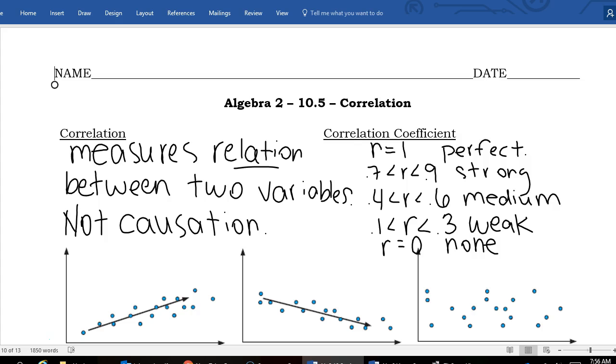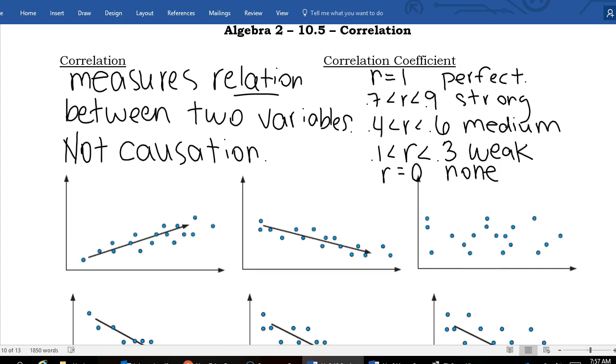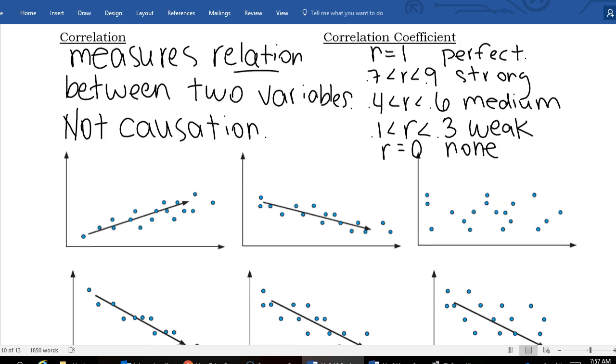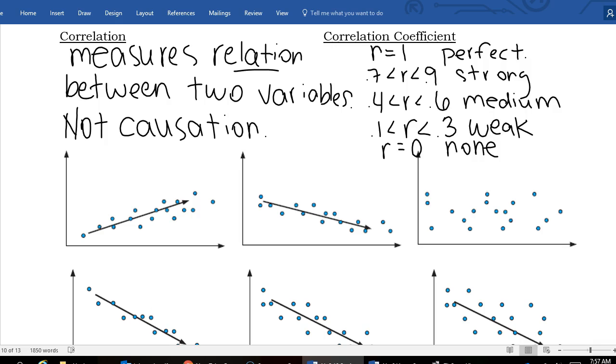We can also look at data. We can determine its correlation. We can calculate it, but we can also estimate it with a picture, and we can talk about things like positive, negative, strong, weak, depending on how close the data fits to a line. So I would say, looking at these first two graphs here, those are very strong correlations. But if you notice, one is pointing upward and one is pointing downward.